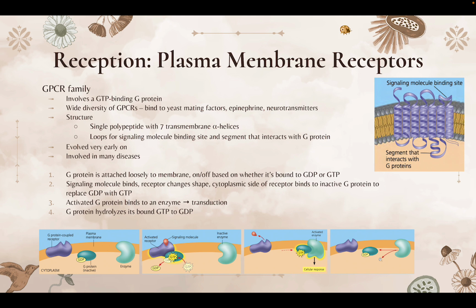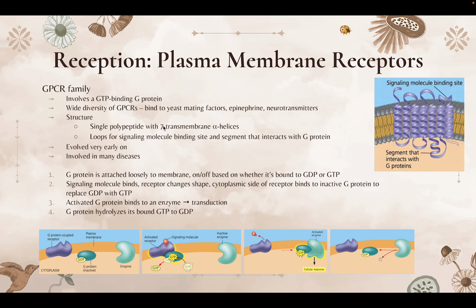So the first one is the GPCR family. What is distinctive about the GPCR system is that you've got this G protein that binds to GTP. GTP is basically like ATP, but instead of an adenine, it uses a guanine. And then you've got a GPCR, which is the actual receptor. GPCR, by the way, stands for G protein coupled receptor, and it looks something like this.